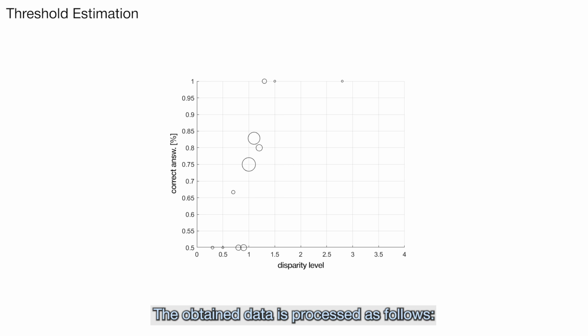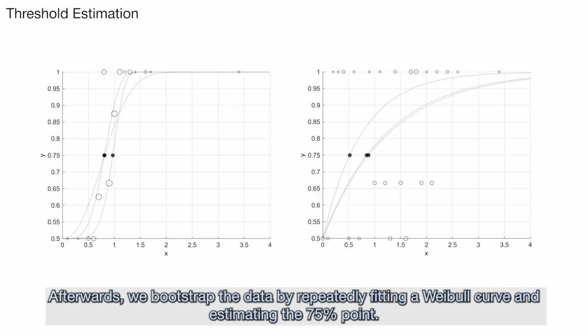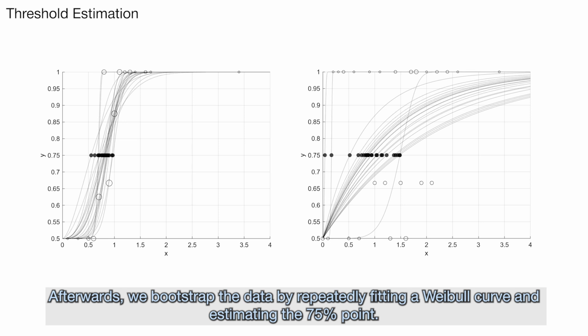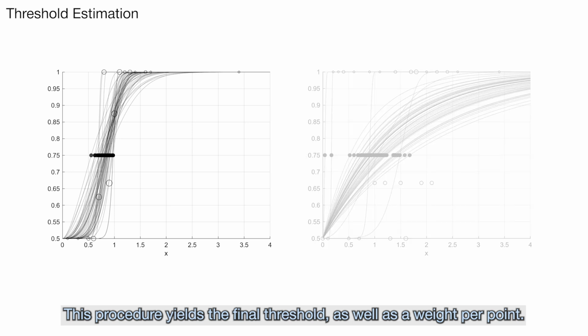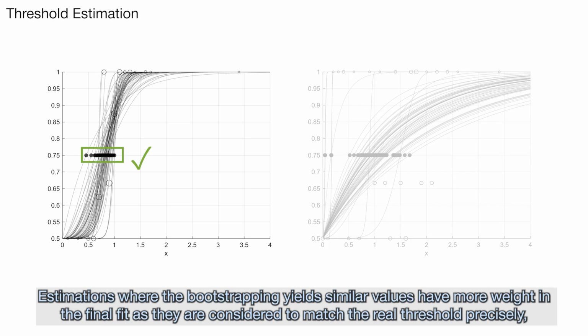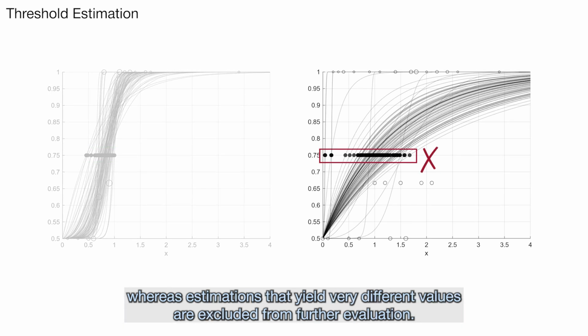The obtained data is processed as follows. We generate a data point for each measured disparity intensity such that the y-axis denotes the probability of detection. Afterwards, we bootstrap the data by repeatedly fitting a Weibull curve and estimating the 75% point. This procedure yields the final threshold as well as a weight per point. Estimations where the bootstrapping yields similar values have more weight in the final fit, as they are considered to match the real threshold precisely, whereas estimations that yield very different values are excluded from further evaluation.